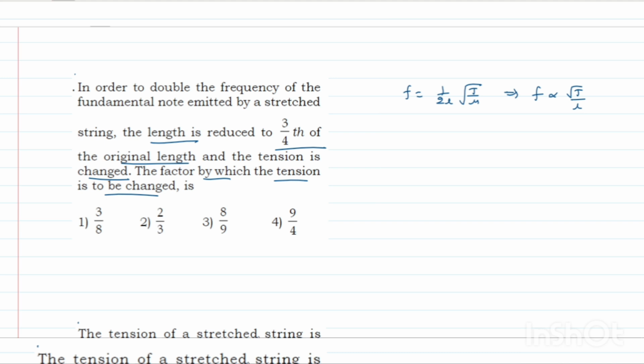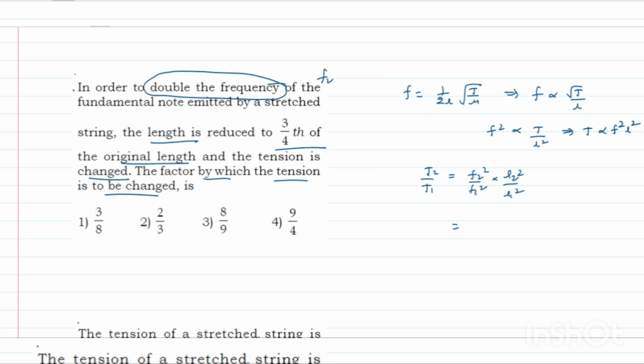They're asking the factor by which the tension is to be changed. So, students, you can square on both sides. F squared is directly proportional to T by L squared. The T we require is directly proportional to F squared into L squared, which is nothing but T2 by T1 equals F2 squared by F1 squared into L2 squared by L1 squared. F2 is already given, in order to double the frequency.